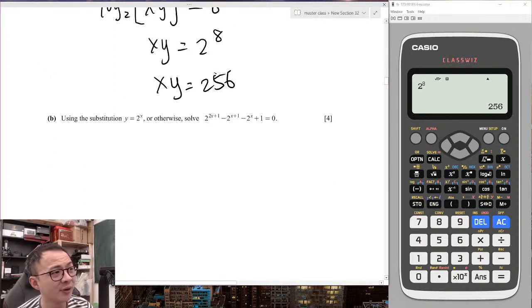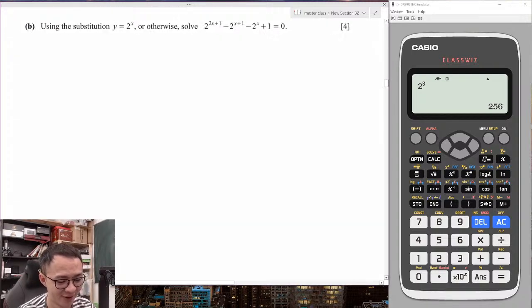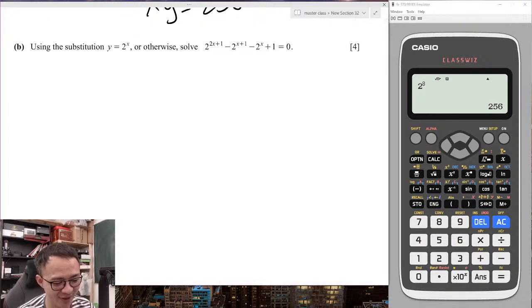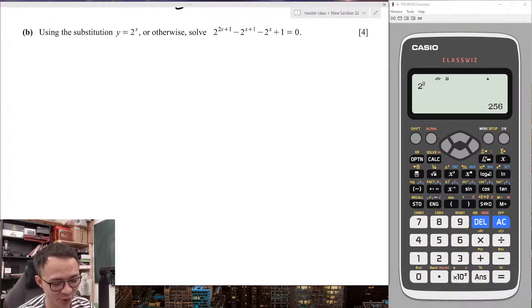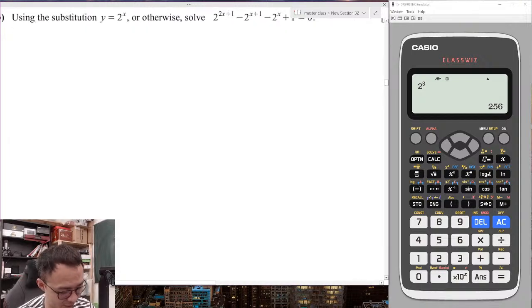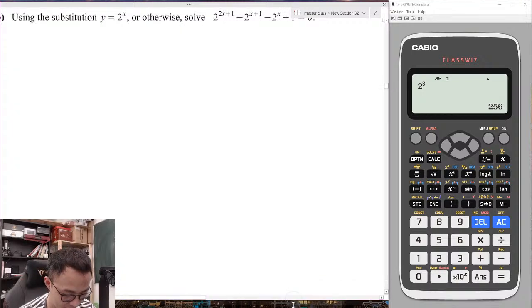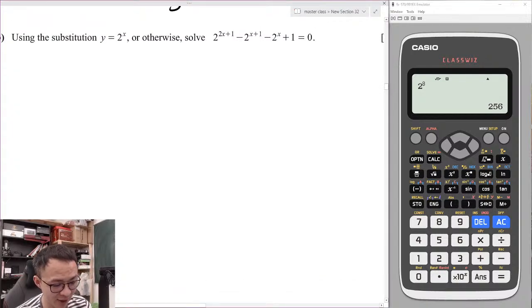Okay, so yeah, because the question is very tiny here, let me just zoom bigger a little bit. Because when I zoom too big, later we'll have very limited space for me to write as well. But I hope now it's okay. Okay, using the substitution y equals 2^x or otherwise, solve this equation. So if you see the otherwise here, basically you not necessarily must sub y equals 2^x, but I will always recommend my students to sub y equals 2^x because it seems easier here.